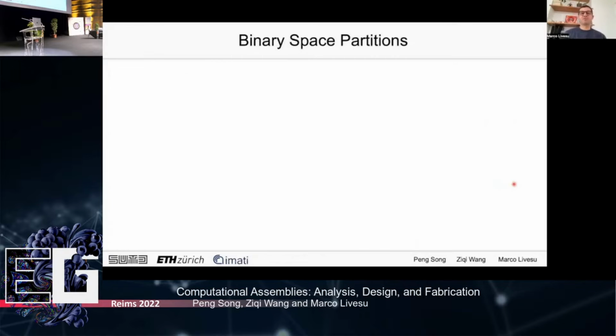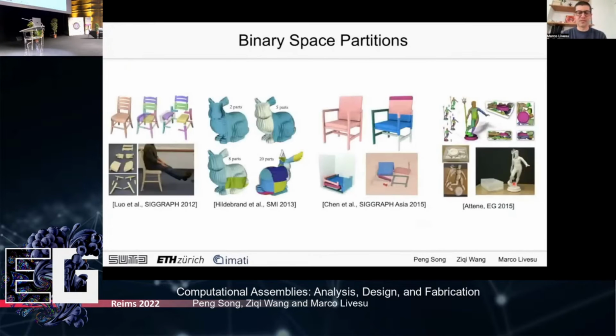Okay, so let's move to the first class of methods that are meant to be used for shape decomposition for fabrication. These are binary space partitions. There is lots of literature about methods that operate in this regard, and they solve all kinds of problems. For example, binary space partitions to simplify objects to fulfill size requirements, to mitigate the staircase effect of 3D printing, to do decomposition for packing and shipping, and there are also others.